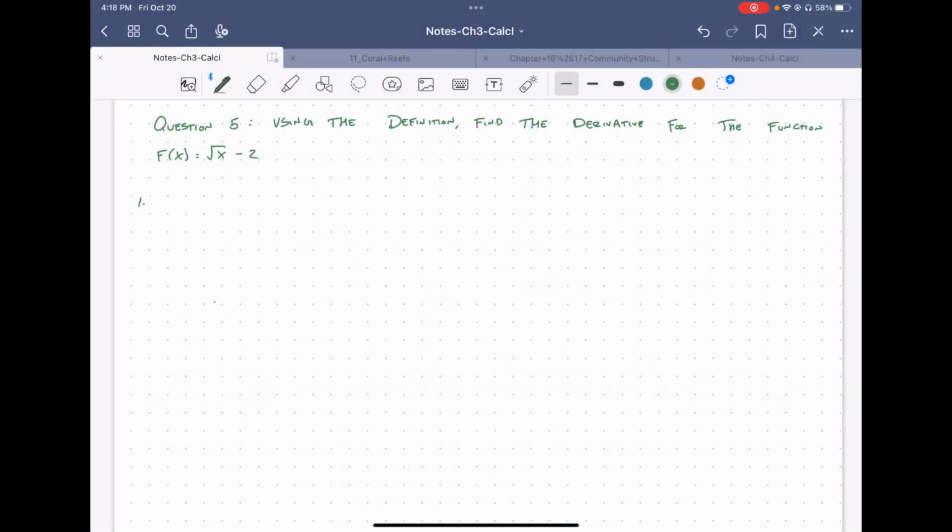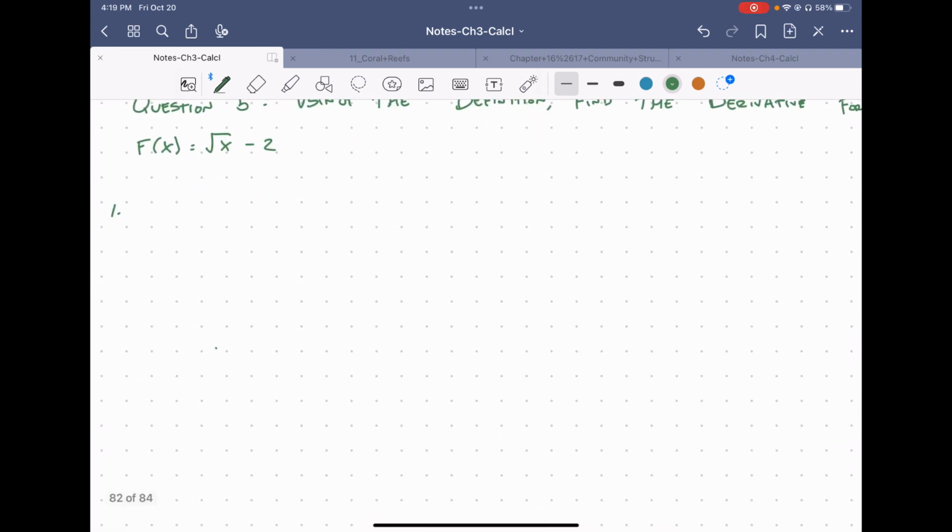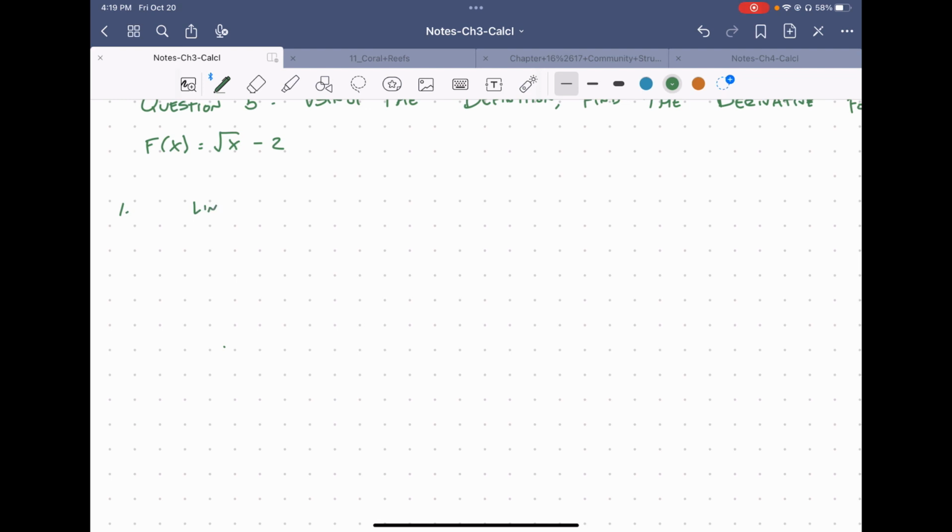Hi, today we're going to be solving this problem for Calc 1. The problem wants us to find the derivative for the function f of x equals root x minus 2 using the definition. So the first thing we're going to do for this problem is remember the formula that we need to solve the problem. So the formula is limit as h approaches 0, f of x plus h minus f of x all over h.